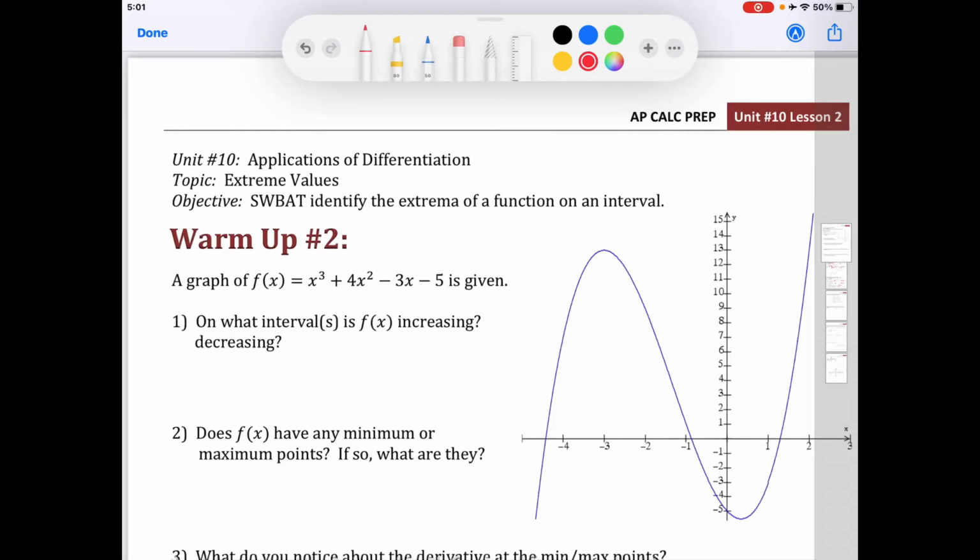It says a graph of f of x equals x cubed plus 4x squared minus 3x minus 5 is given. On what interval or intervals is f of x increasing or decreasing? So anytime we read graphs, we always read graphs from left to right. So if you were to read this graph, you're going to be reading it in this order. From the left, you're going to start here.